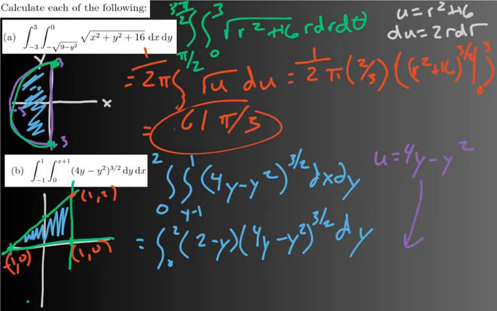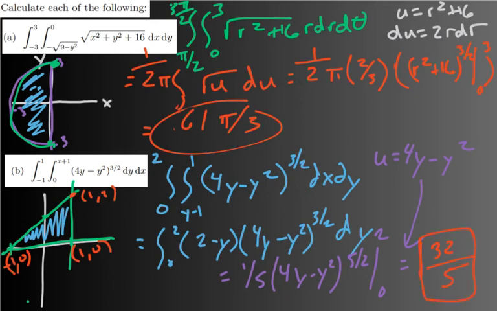I think you guys can get it from here, so I'm just going to write down what you should get. You'll have a fifth, 4y minus y squared to the 5/2, going from 0 to 2, would give you 32 over 5, if I did my math right. I think I did. So these just represent two important techniques for multiple integrals, switching to polar or doing a switch of the order of integration. Either way, I start by graphing.